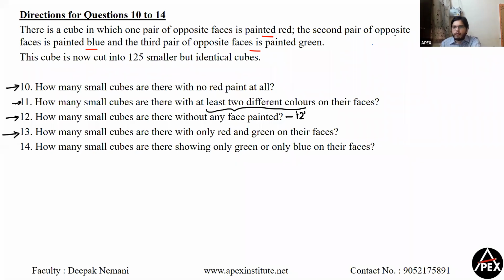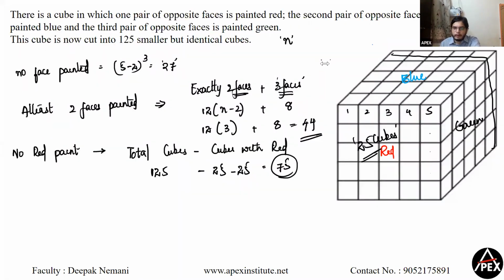Now, how many cubes are there with only red and green on their face? So where will we have cubes with only red and green? Only red and green. You cannot have blue color painted on them. Where can we have those cubes? Please try to visualize. Common edge of red and green, sir.